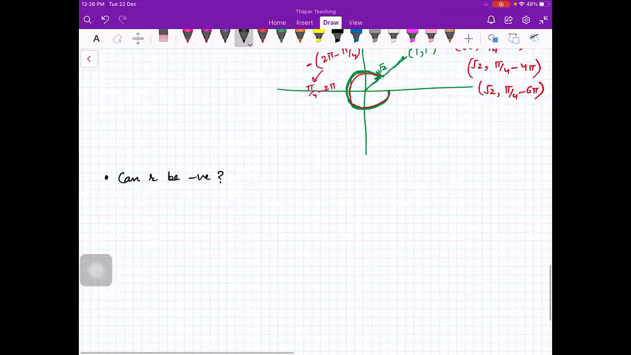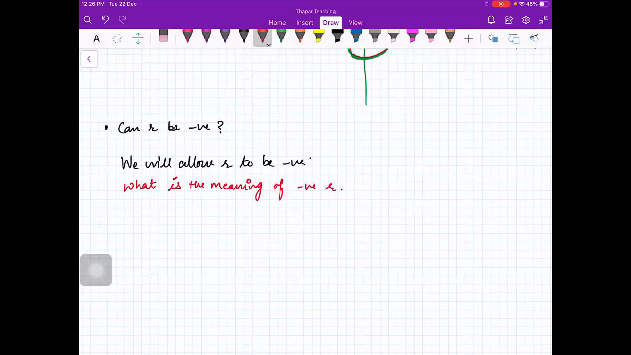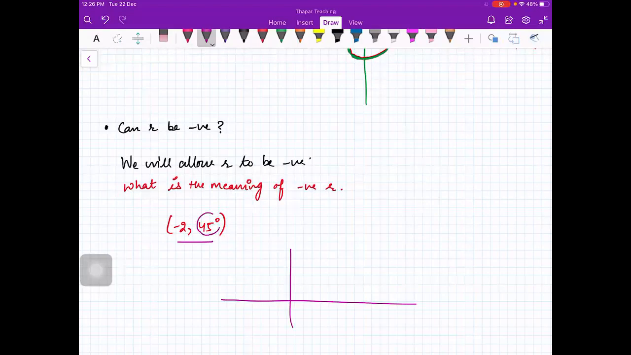Right. So we will allow r to be negative. Now, what is the meaning of negative r? So if I have this point -2 comma 45 degree, this means that you go on this axis, 45 degree. So this is your axis 45 degree, right? You have marked this axis 45 degree.